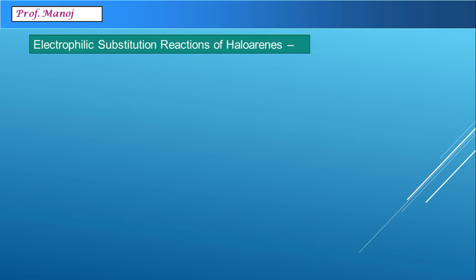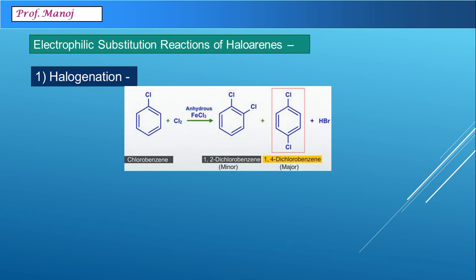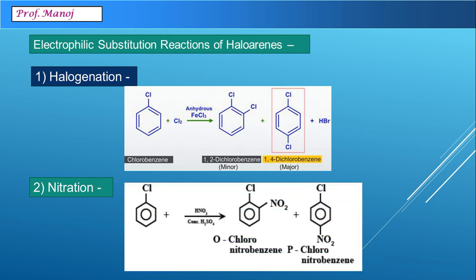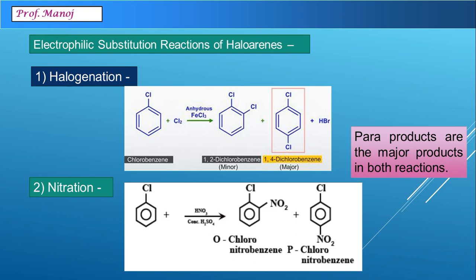Let us now begin with examples of electrophilic substitutions. The first reaction is halogenation. Here, chlorobenzene is treated with chlorine to form 1,2-dichlorobenzene, the ortho product, as minor and 1,4-dichlorobenzene, the para product, as major. In a similar reaction, nitration, chlorobenzene is treated with concentrated nitric acid with sulfuric acid as catalyst. Here also ortho and para products are obtained, and as a rule, in both the reactions the para product becomes the major product.